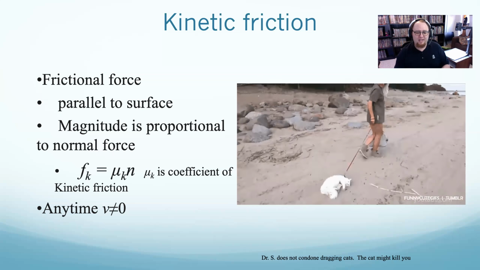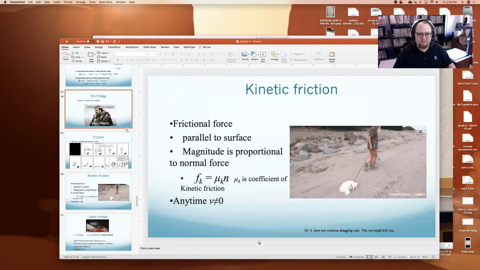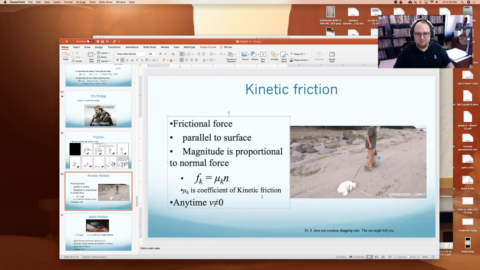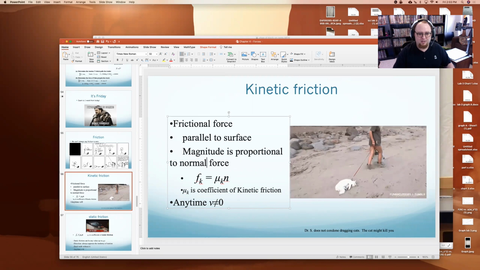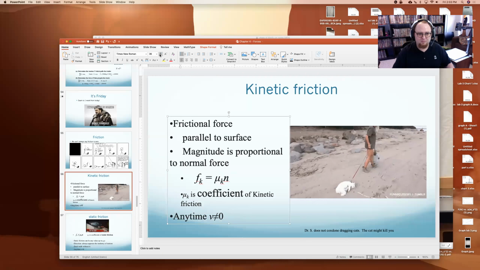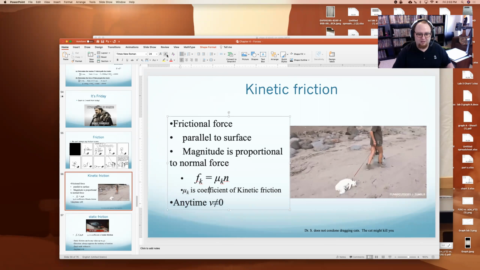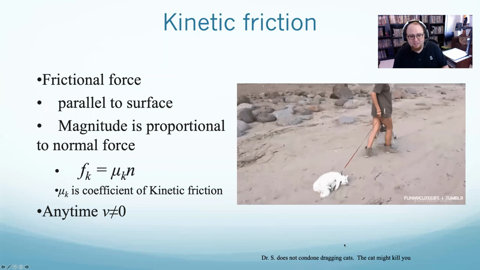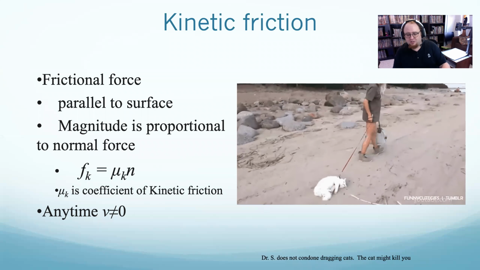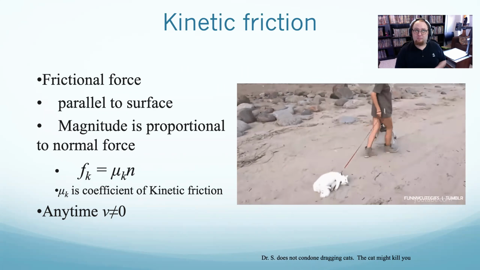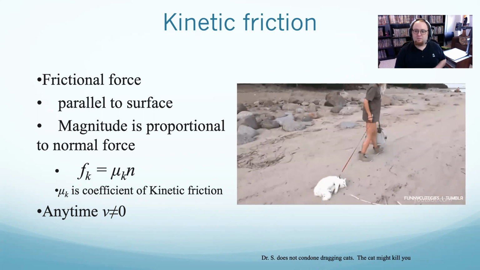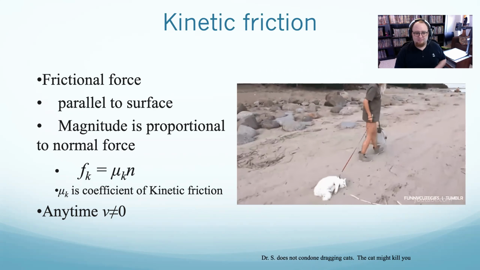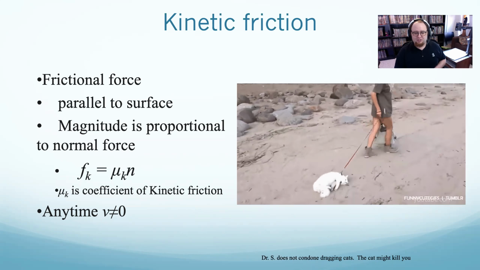Mu_k is the coefficient of kinetic friction, and N is the normal force, which we had spoken about two classes ago. And so yeah, anytime you're moving, kinetic friction is mu_k N. So coefficient of friction times the normal force.